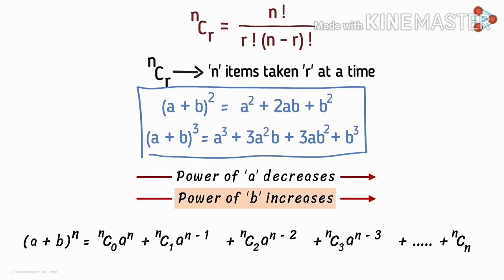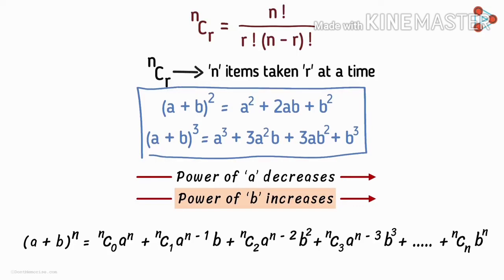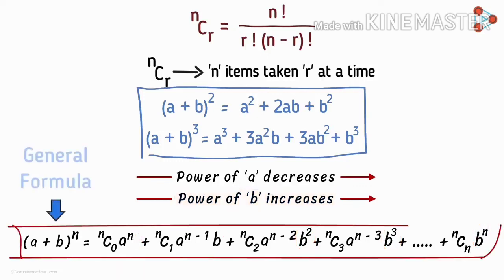So can you complete the formula now? Here's how it will look. The first term will have b to the power 0, which is nothing but 1. Then we have b to the power 1, which is b, then b squared and so on. The last term will have b to the power n. There you go. We have the general formula which will help us expand the binomial of any power very easily.